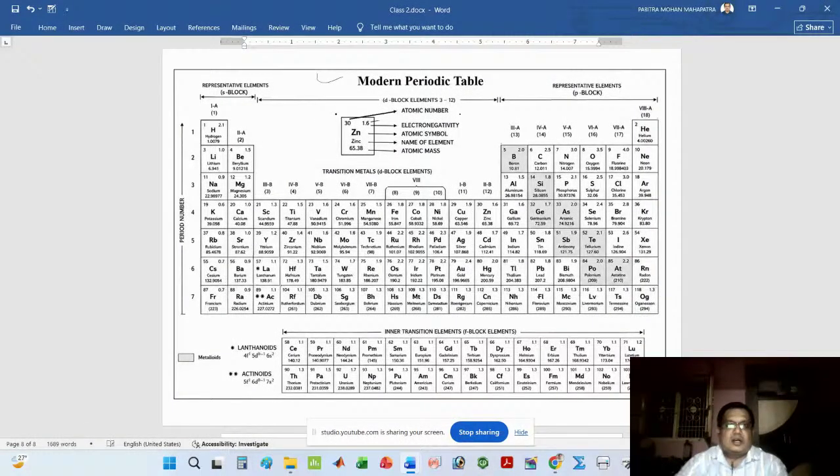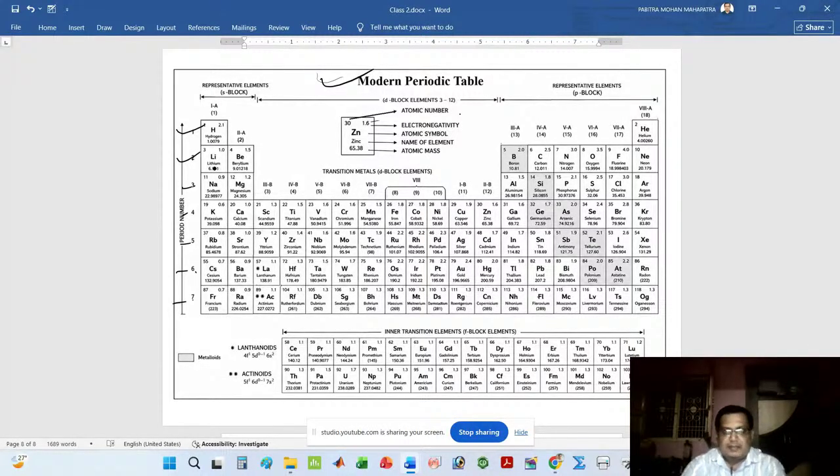In the modern periodic table, like the Mendeleev periodic table, groups and periods are also present. If you look clearly at the modern periodic table, you can see different periods. The modern periodic table has seven periods. Look at that: 1, 2, 3, 4, 5, 6, 7. This is called the first period. Next, this is the second period. Next, this is the third, this is the fourth, fifth, sixth, seventh period.